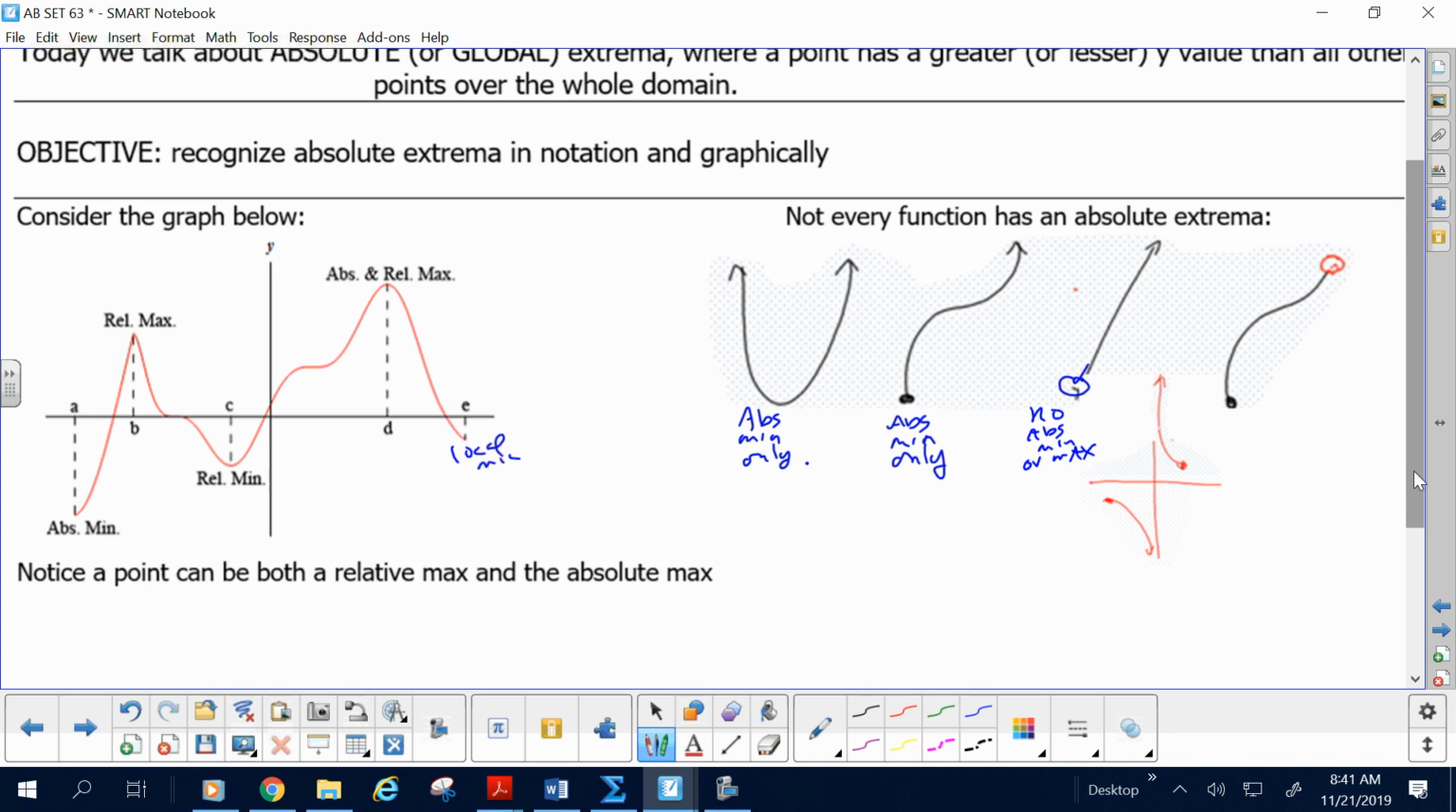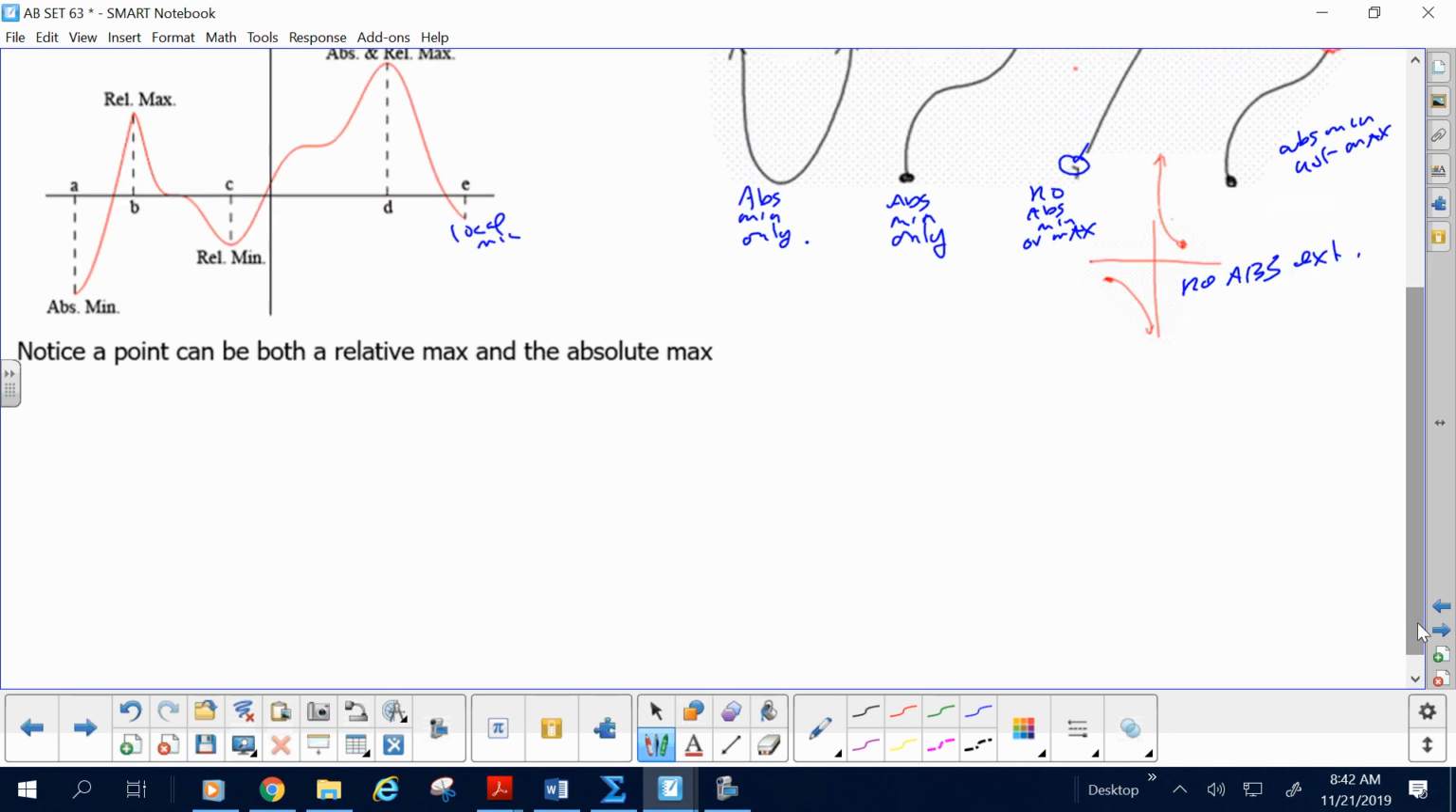What about the fourth one? Absolute min, not max. Okay, and what about this last red one? Is there any point that's lower than all others? Is there any point that's higher than all others? So it has no absolute extrema at all. Okay. We talked about how a point can be both the relative max and the absolute max or min, depending on the case. Now let's go to a little more.